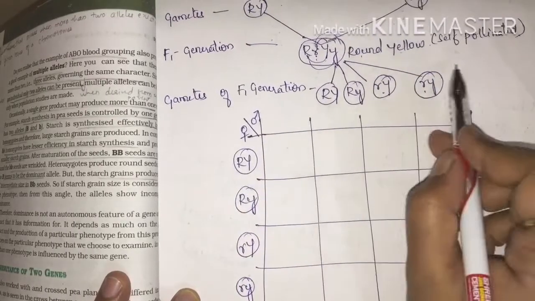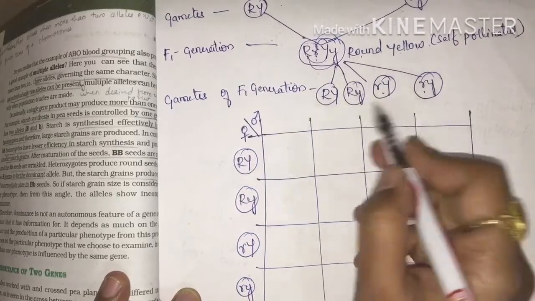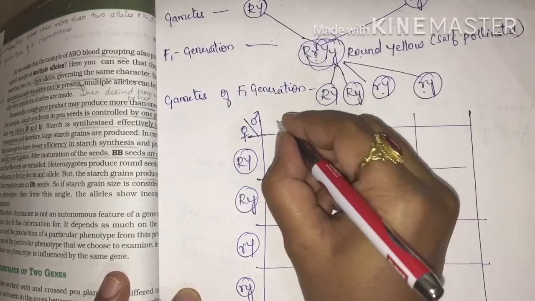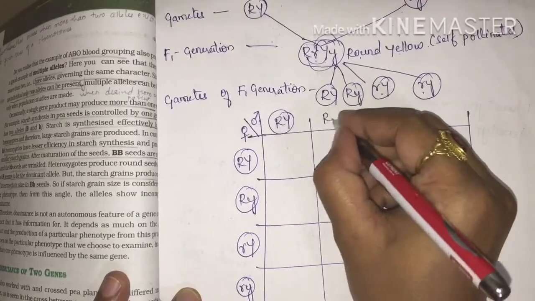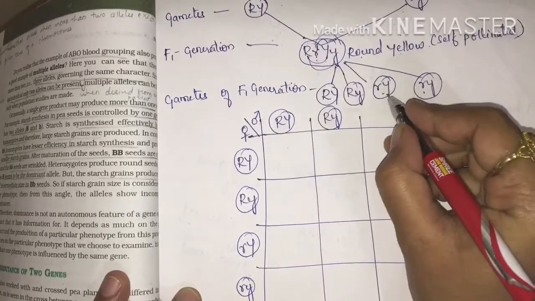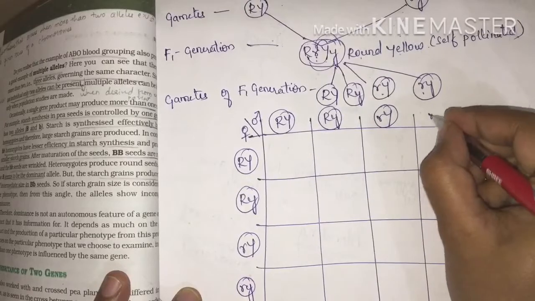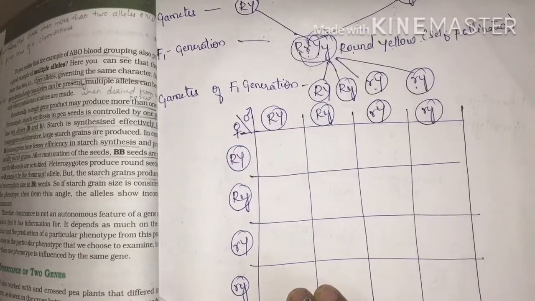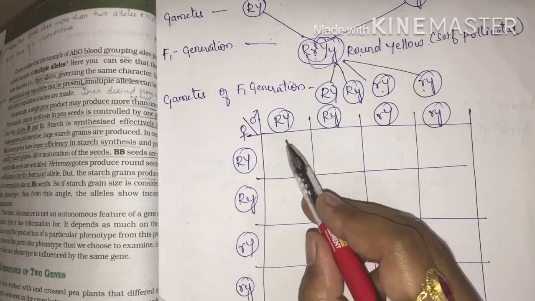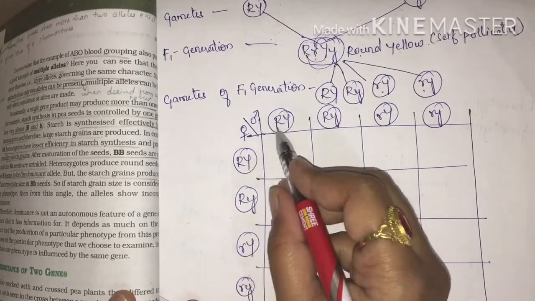After self-pollination, one more set of parent will be there, so its gametes will be the same 4 gametes: capital R, capital Y; then capital R, small y; then small r, capital Y; then small r, small y. This is how you write the gametes in the row and the column. Now we have to cross them.